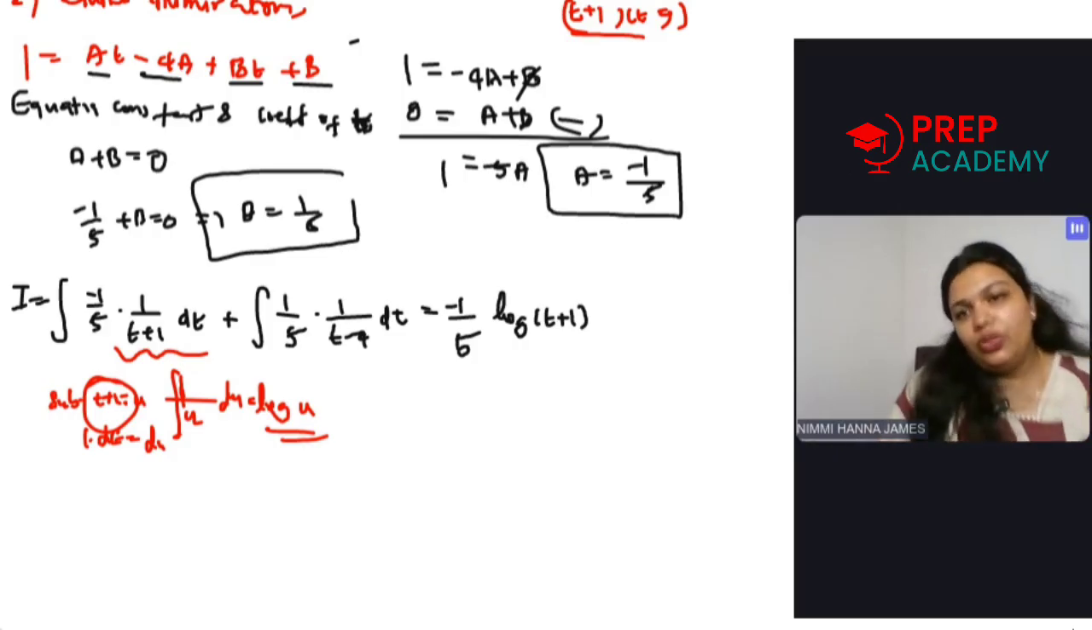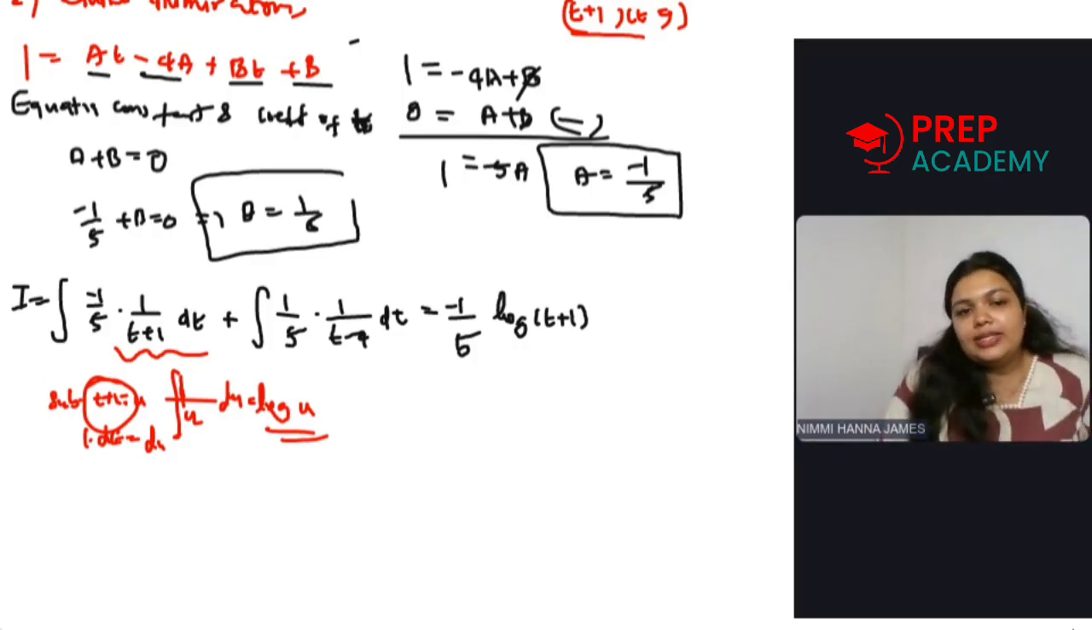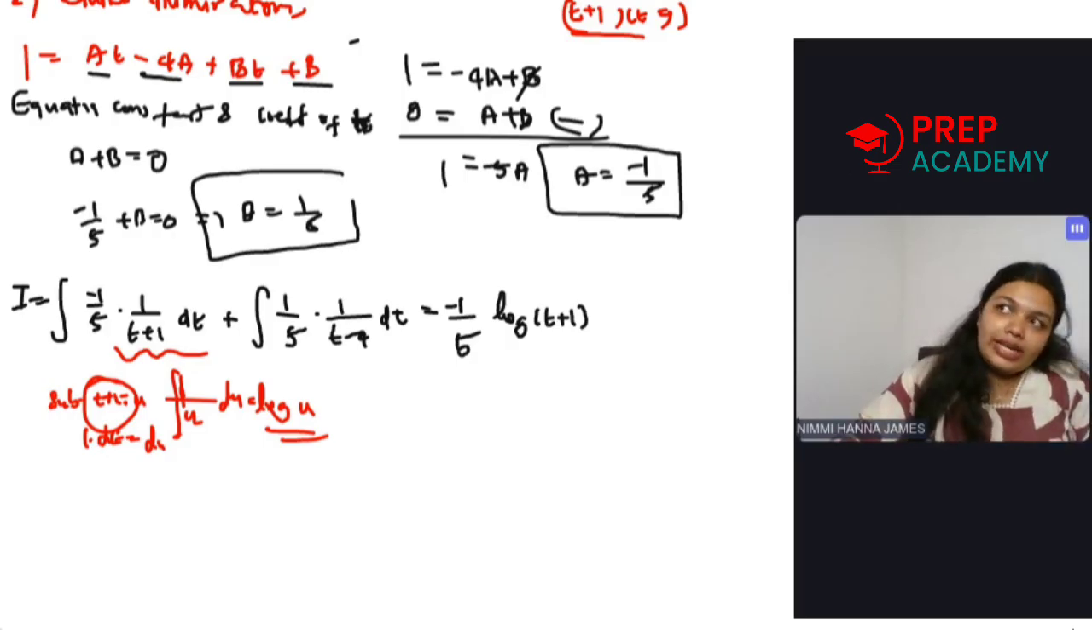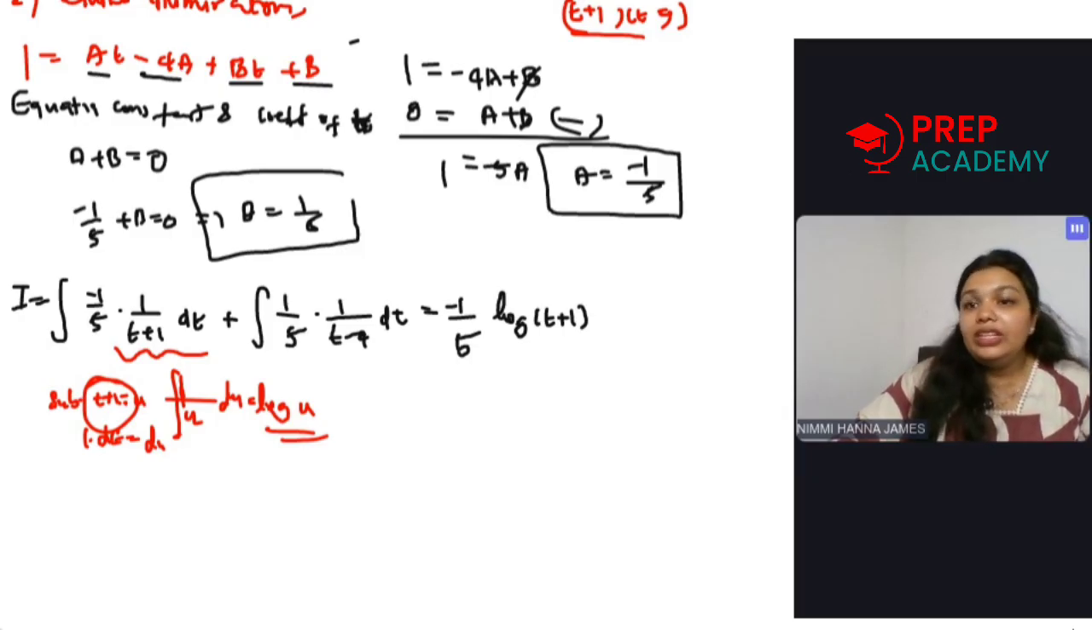Actually, this can be very useful. You don't have to do the substitution always. In these types of cases, if you find that the denominator's differential is in the numerator, then you can apply this. See here, the denominator was t plus 1, its differential is 1, which is in the numerator. Then you can directly say that log of (t plus 1) is the integral.